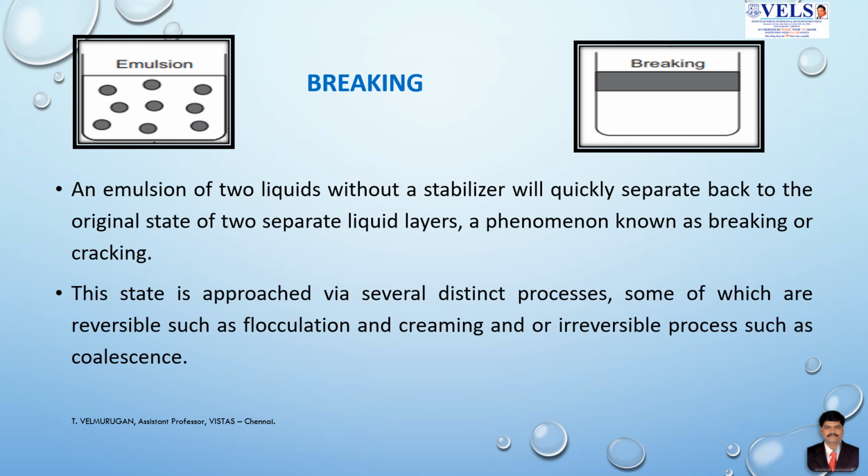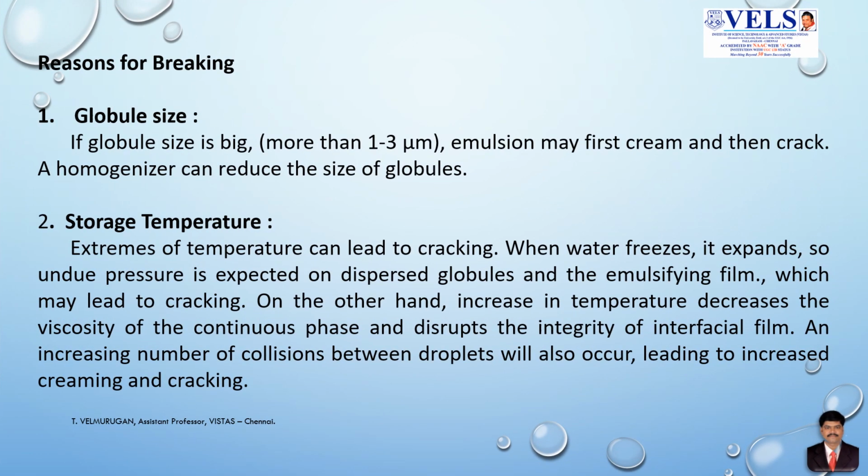So this state is approached via several distinct processes, some of which are reversible, such as flocculation and creaming, and some irreversible, such as coalescence. Reasons for breaking. First one, globule size. If globule size is big, more than 1 to 3 micrometer, the emulsion may first cream then crack.